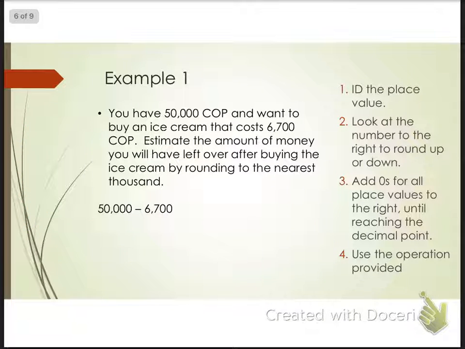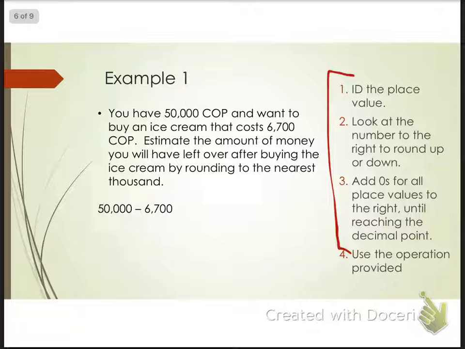Let's go ahead and start. These first 3 steps are from our rounding lesson. They're more of a review, and the last step is simply to use the operation provided. So in this question it says you have 50,000 pesos and you want to buy an ice cream that costs 6,700 pesos. Estimate the amount of money you will have left over after buying the ice cream by rounding to the nearest 1,000. So let's go ahead and do that.